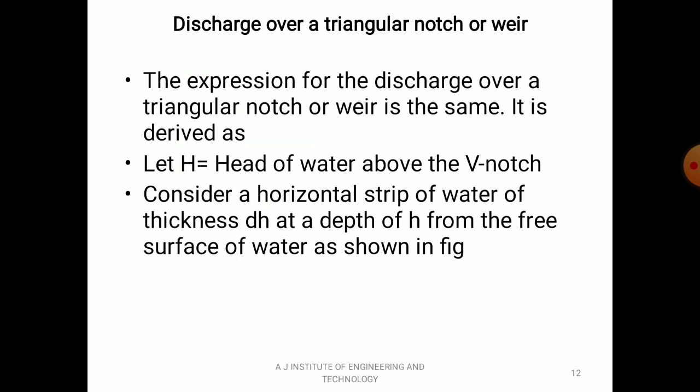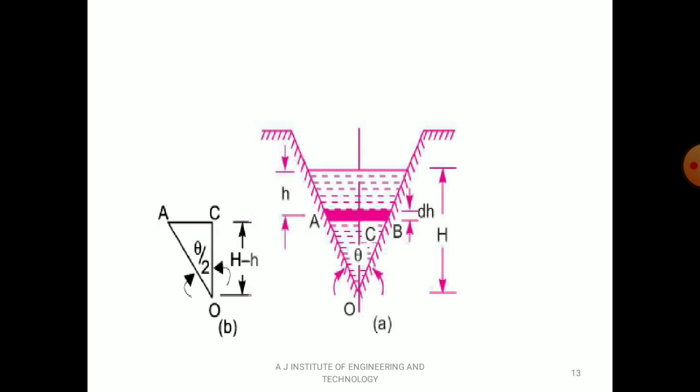So let H equal the head of water above the V notch. Consider a horizontal strip of water of thickness dh at a depth of h from the free surface of water, as shown in the figure. You can see the diagram. The capital letter H is the head of water over the notch, and we consider a horizontal strip of water of thickness dh at a distance small letter h from the free surface of water, to the surface of the horizontal strip. The angle of the notch is theta, because it is triangular in shape. So the angle is theta between the two opening sides.